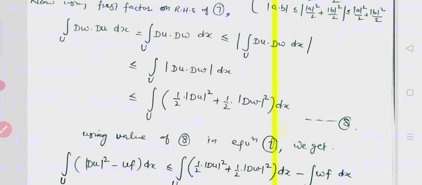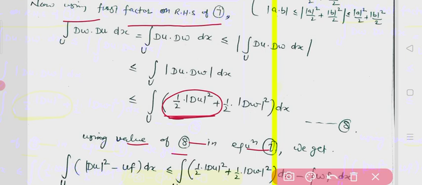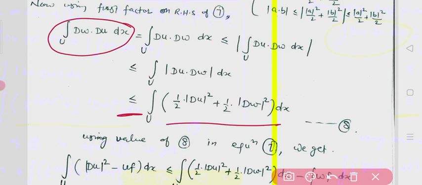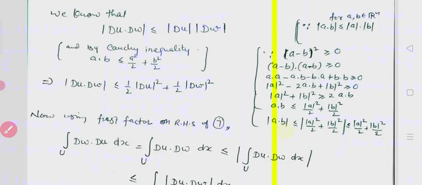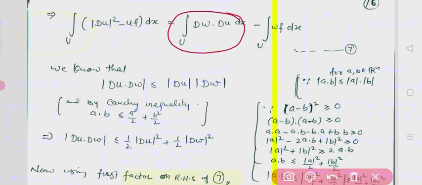So when I use this value, we have shown that this value is less than or equal to this value. So this equation 8 I am using over here, in equation 7. So this value is less than or equal to mod of dw square by 2 plus mod of du square by 2, right? So I am using that over here. So you will say that this value is less than or equal to, we place its value, minus this term, right? So in 7 I am using 8.